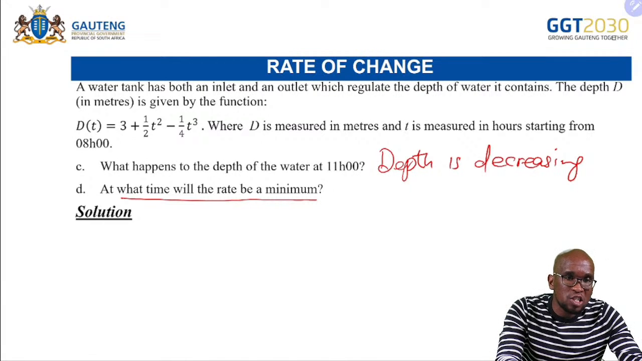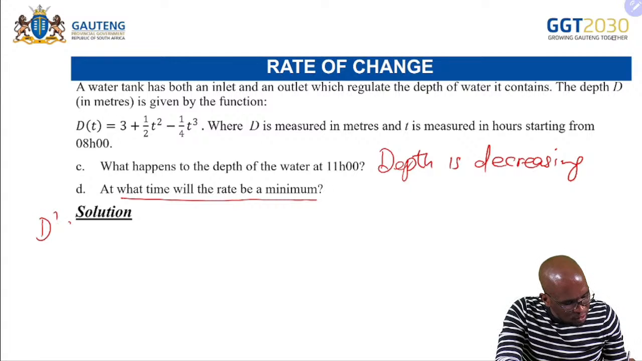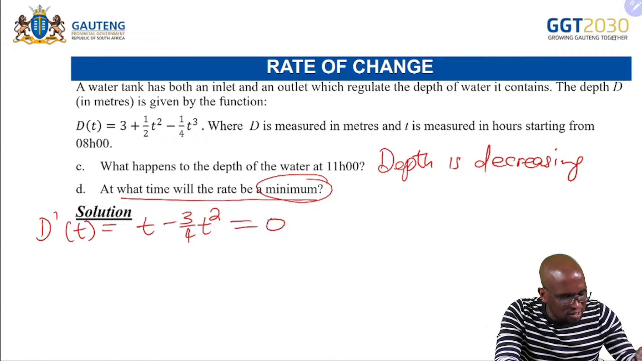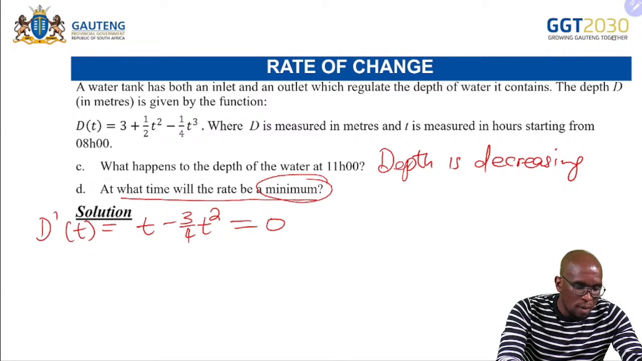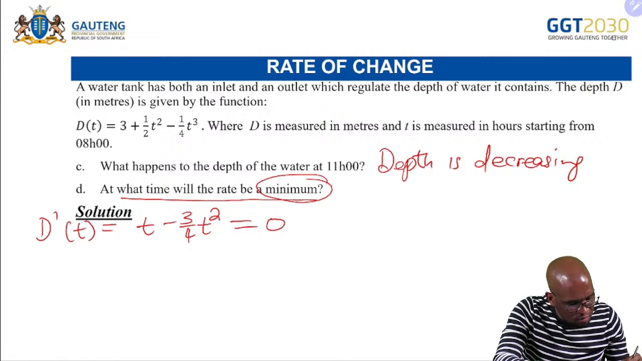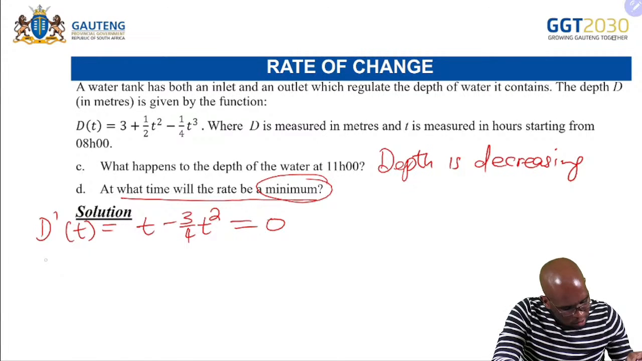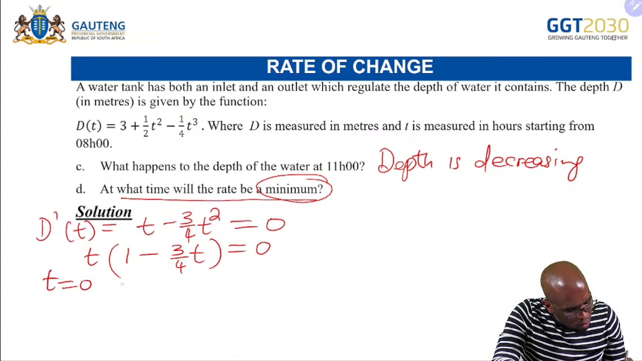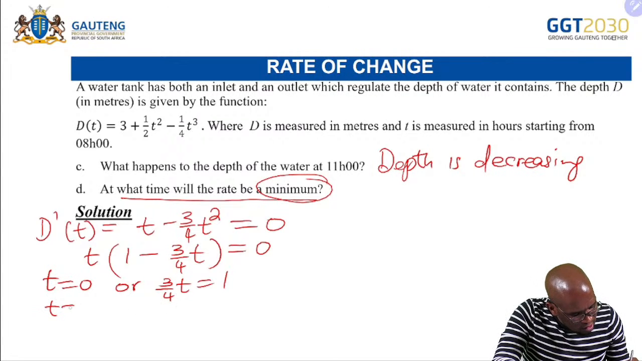To get a minimum, we differentiate and we set the derivative to be 0. So d prime t, we differentiated that, we got that it's t minus 3 over 4 t squared. Because we want a minimum, we set that derivative equal to 0. Minimum occurs when the rate of change is equal to 0. To solve for this, we take out t as a common factor. So we get t into 1 minus 3 over 4t is equal to 0. So t is 0, or 3 over 4t is equal to 1, which means t is 0 or t is 4 over 3.